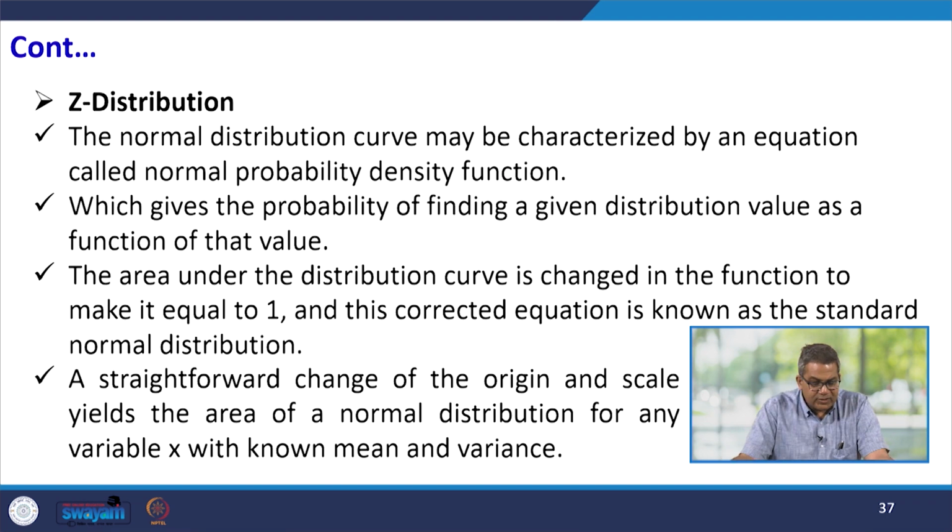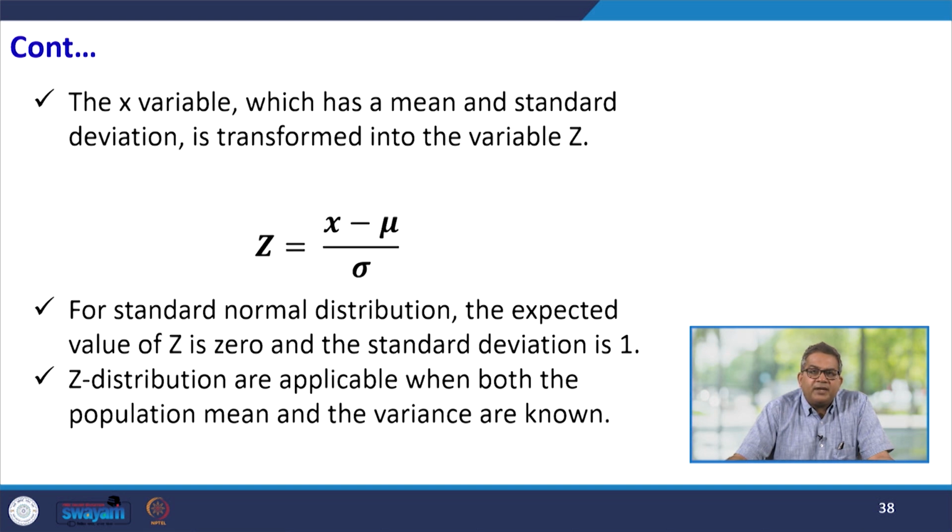Let us talk about the Z distribution. The normal distribution curve may be characterized by an equation called the normal probability density function, which gives the probability of finding a given distribution value as a function of the value. Now, the area under the distribution curve is changed in the function to make it equal to 1, and this corrected equation is known as the standard normal distribution. A straightforward change of the origin and scale yields the area of a normal distribution for any variable x with known mean and variance.